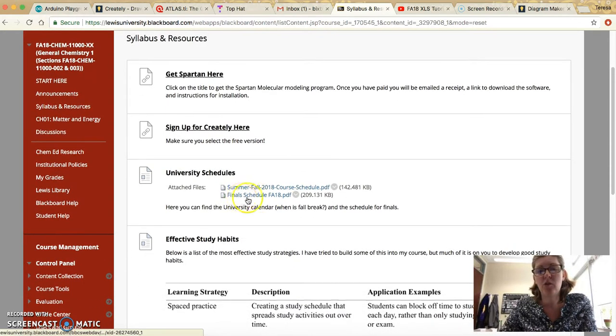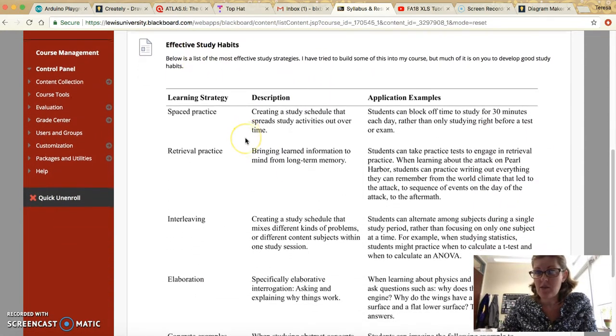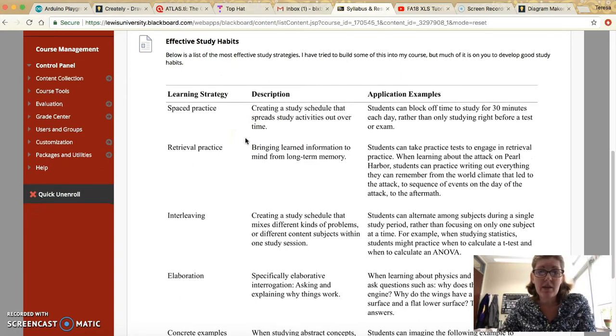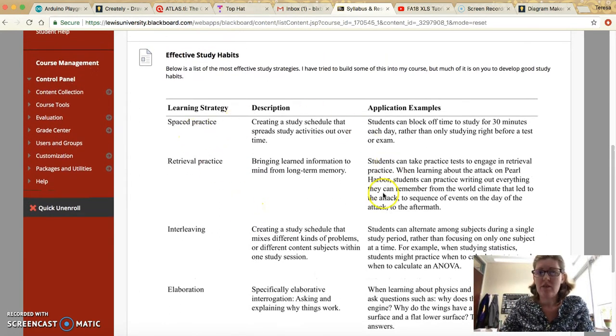But you can find the whole exam schedule for all of your classes here. The last thing you'll see here are effective study habits. So a lot of people ask me, how can I be successful in your class? Well, I think the answer to that is, how can you be successful in any class? And I'm just going to point out a few of these strategies here.